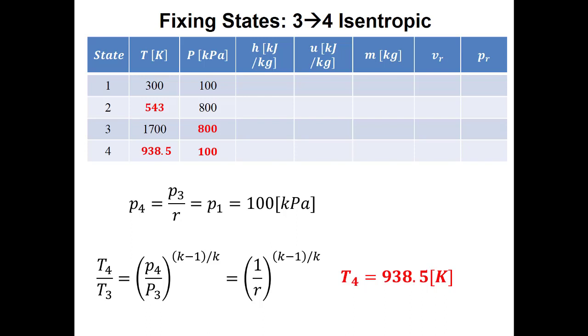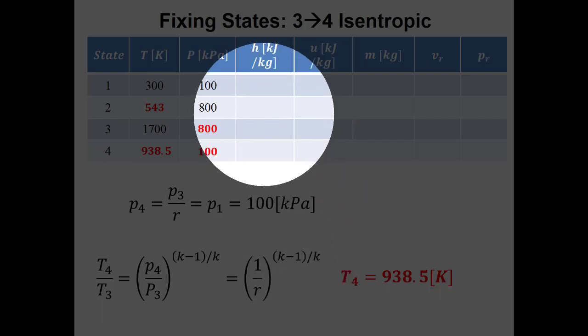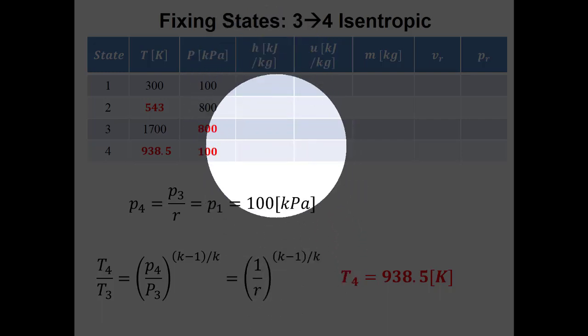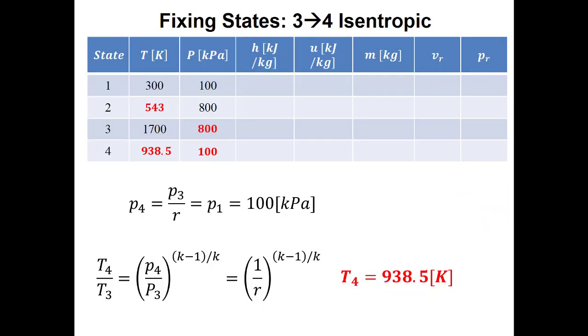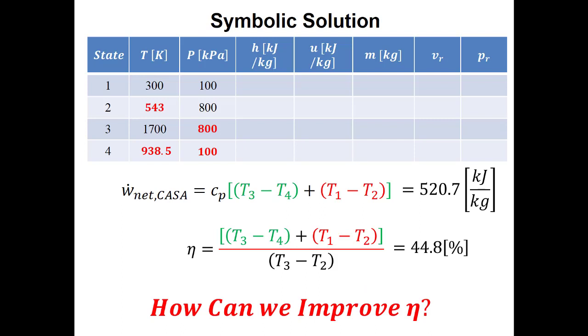So if this was a variable-specific heat analysis, we would have had to go through, do some interpolation, and find the H's as well. We also would have found all the PRs because we'd have to use these ratios of reduced pressures to find the pressures, we'd use the pressure ratios and the reduced pressure ratios in order to interpolate back on that same line. So now we know T2 and we know T4. So we put these things into our equations.